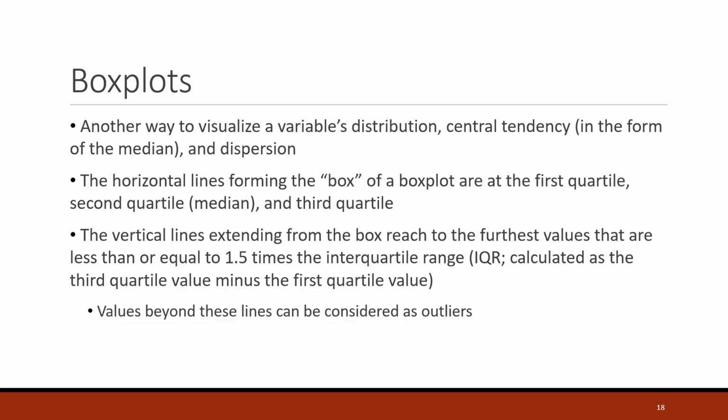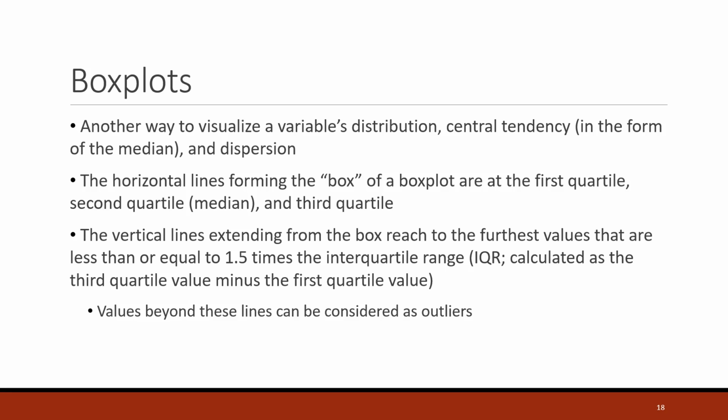Another helpful consideration in univariate descriptive analysis are box plots. They allow us to visualize a variable's distribution, similar to a histogram, but from a different perspective, capture central tendency in the form of the median, and show dispersion as well. And the horizontal lines forming the box of a box plot, which we will see in a moment, are at the first quartile, the second quartile, and the third quartile. The first quartile is the value at which approximately 25% or a quarter of the observations fall at or below. The second quartile is the value at which approximately 50% or 2/4 or 1/2 of the observations fall at or below.